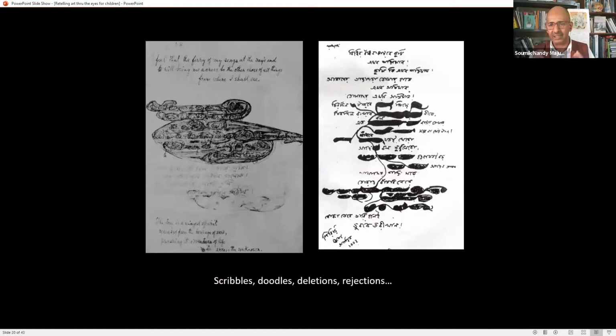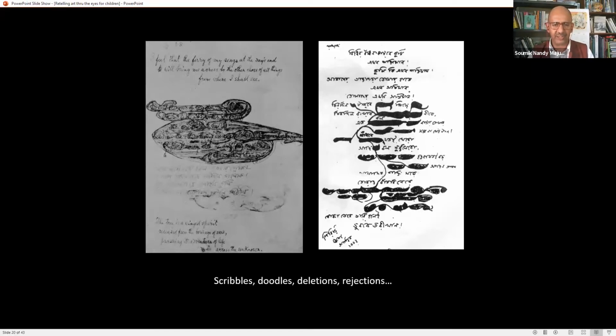On several occasions, this is something that I have found very significant to study, that children are usually pretty cool and relaxed with this kind of artworks. Now, we do use these words, scribbles, doodles, deletions, rejections, when we explain these very early manuscripts, paintings or drawings by Rabindranath. But because I had almost forgotten my school days, one of the Patho Bhavan kids here reminded me of it.